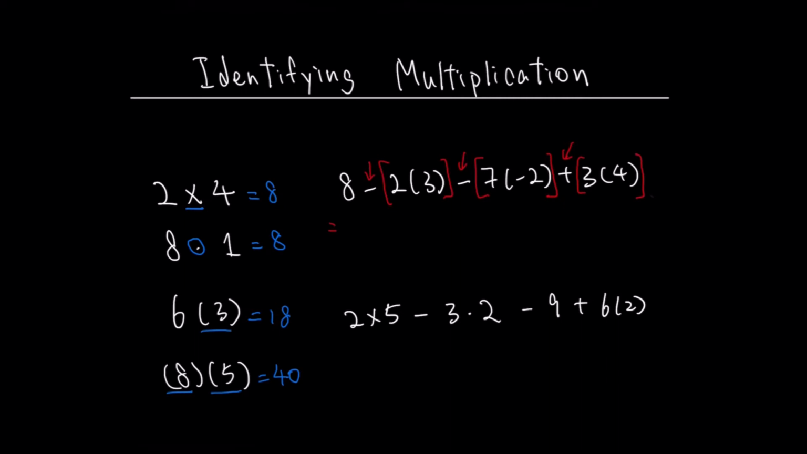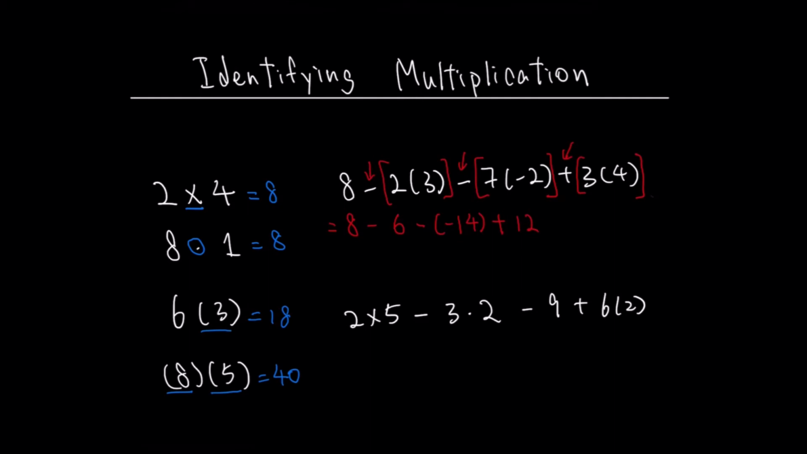We need to do the multiplication first, according to the order of operations. We will leave our addition and subtraction signs and do those operations in the next step. So we have 8 minus 2 times 3, which is 6. We keep our subtraction sign. 7 times a negative 2 is a negative 14. And we want to put parentheses around it to keep the negative sign separate from the subtraction sign that we left in between. Then we have a plus. 3 times 4 is 12.